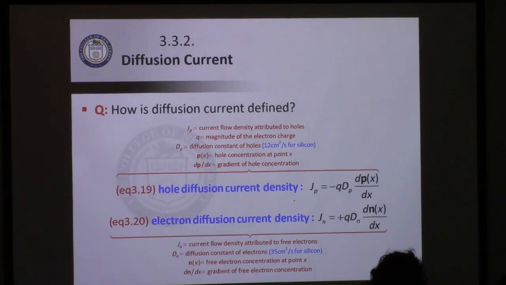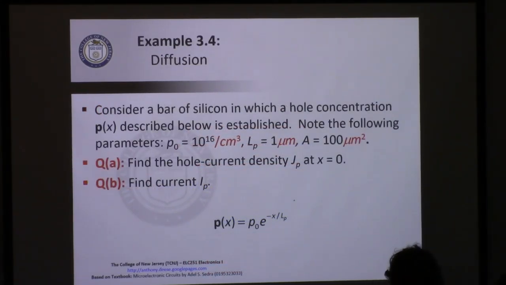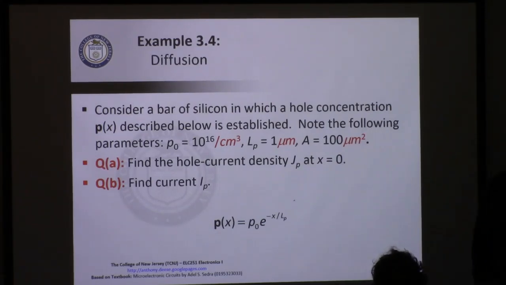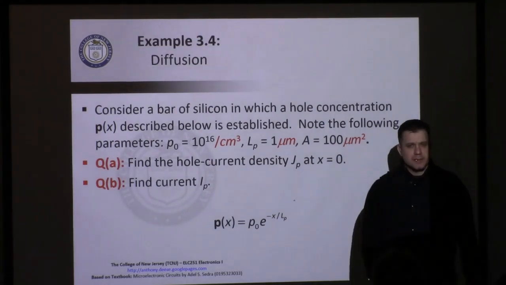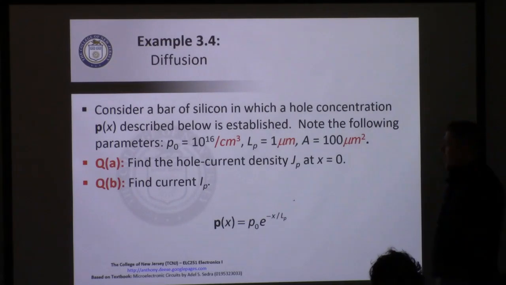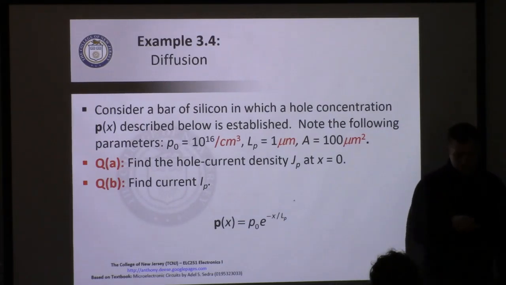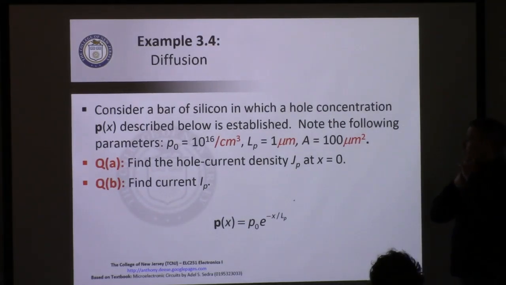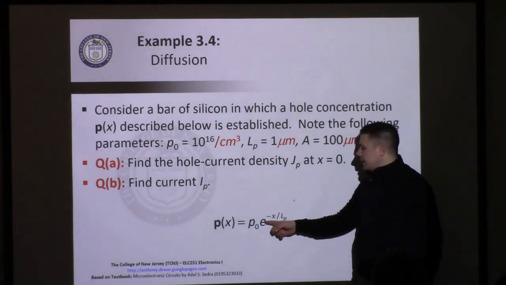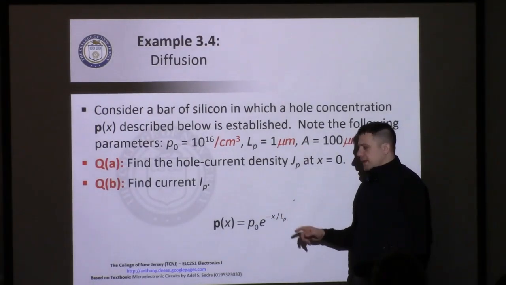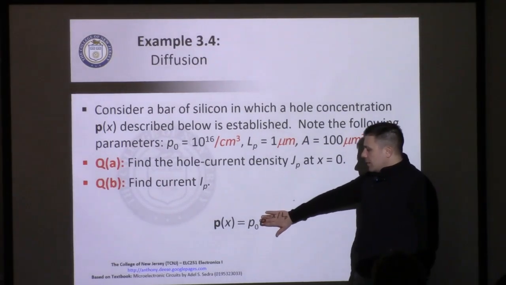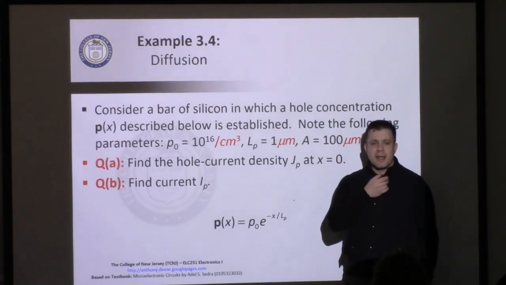Now, the best way to demonstrate the use of this is an example. So we consider a bar of silicon in which a hole concentration P of x described below is established, and we could do this using that magical syringe method that we discussed a second ago. And so this is a mathematical description of what we saw. P of x will be equal to P sub 0 e to the negative x over Lp. I'll talk about this in 1 second. But before I talk about that, P of 0 is the concentration at the left-hand side when x is equal to 0.